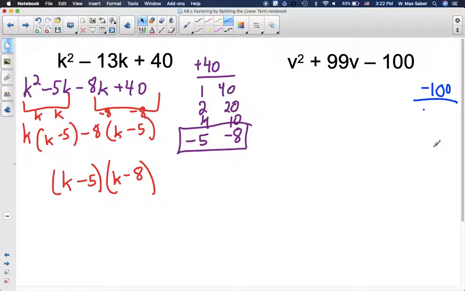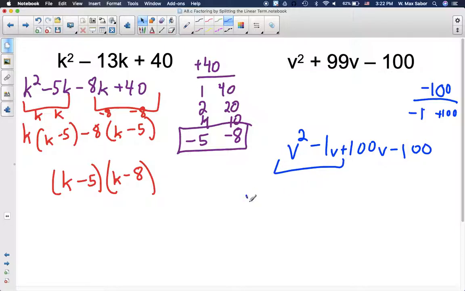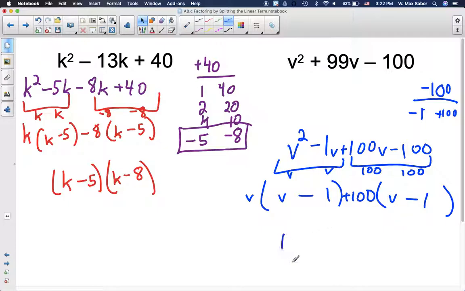So now you could go through the whole list of things that multiply to 100, but I think from 99 you can figure out it's going to be 1 and 100. So in order to get to negative 100, or sorry, positive 99, we need positive 100 and negative 1. So this will look like v squared minus 1v plus 100v minus 100. Greatest common factor there is v. Greatest common factor there is 100. So now we get v minus 1 and v minus 1, leaving us with v minus 1 times v plus 100.